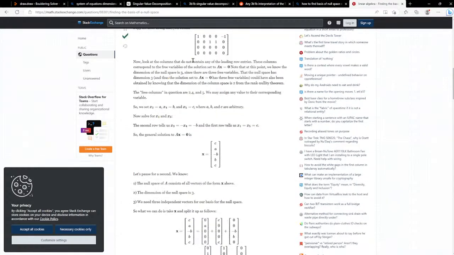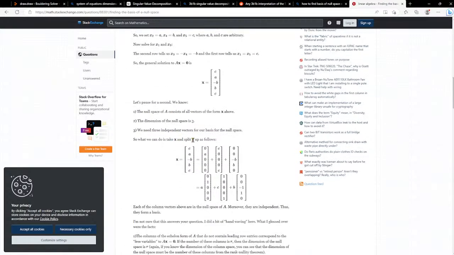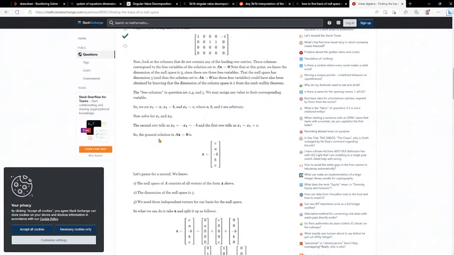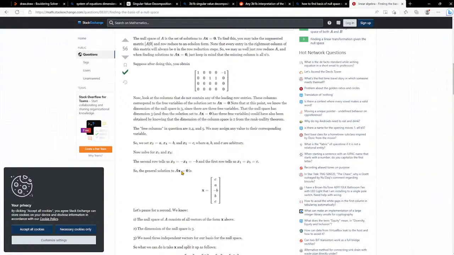Okay. Oh, sorry, x1 is equal to x5. And the first row tells us x1 equals x5. So the general solution is blah. The null space of A consists of all vectors x of the form above. I feel like I've almost got it.